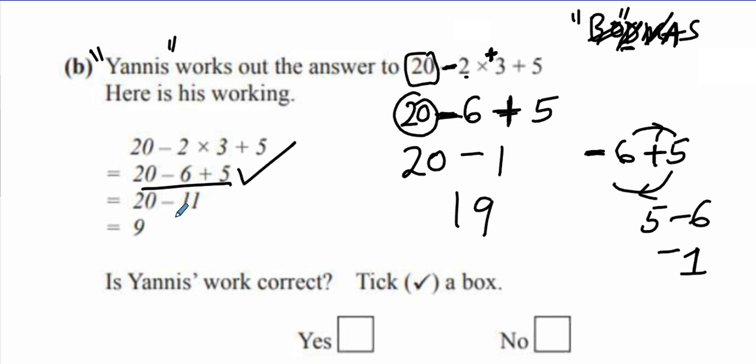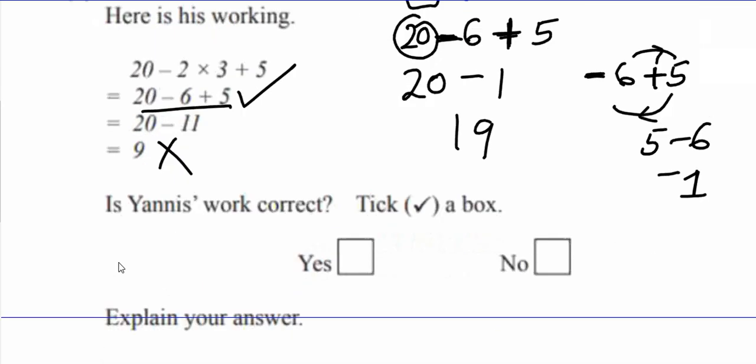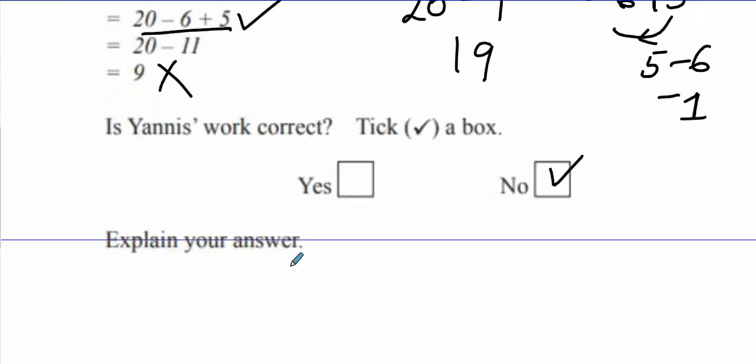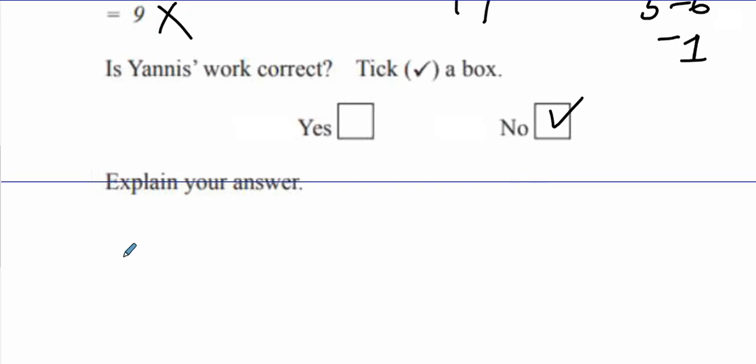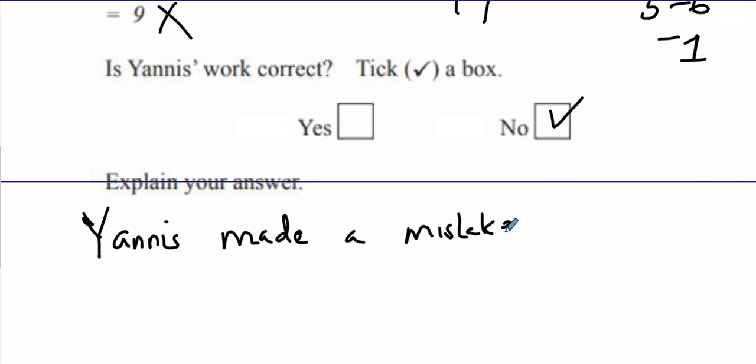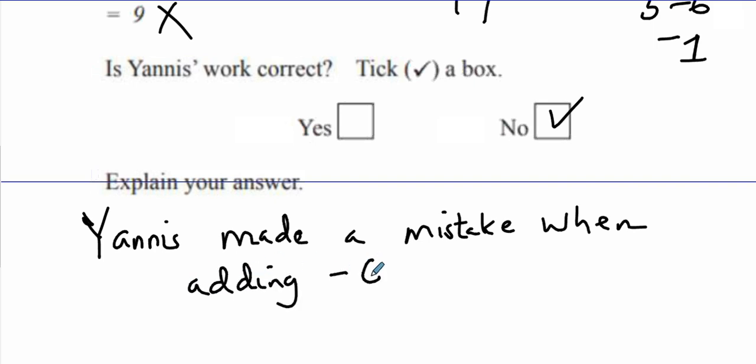So Eunice is incorrect. Is Eunice's work correct? The answer is no. Explain your answer. The explanation is Eunice made a mistake when adding negative 6 to positive 5.